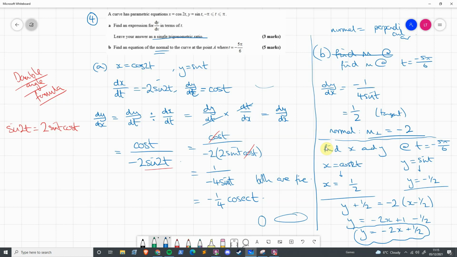But essentially we found that the gradient of the tangent is a half. We know the tangent to a circle is always a straight line, so then the normal is like that. So that's essentially what we found. But that's question 4. So thanks for watching.